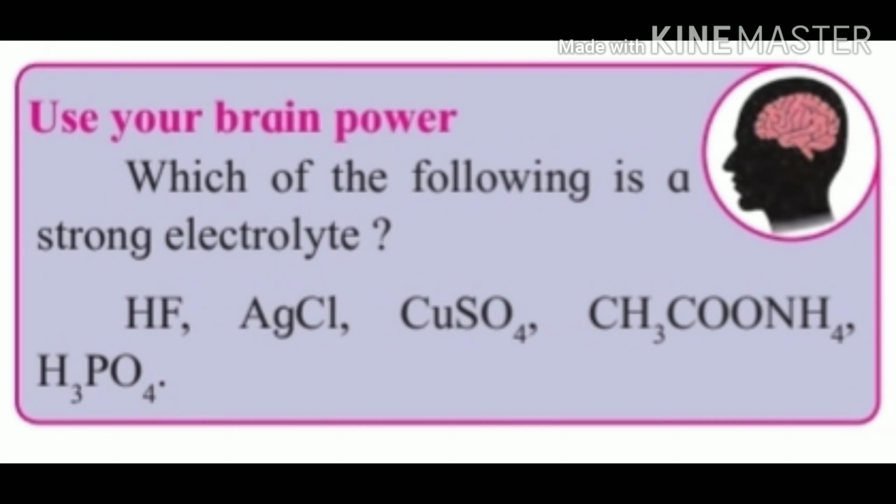The last example is H3PO4, which is phosphoric acid. It is a weak electrolyte, that is, it is not going to dissociate completely, only to some extent, into H plus and PO4 3 minus. So phosphoric acid is a weak electrolyte. You can say that AgCl, CuSO4 and ammonium acetate are strong electrolytes, whereas hydrogen fluoride and phosphoric acid, being weak acids, are weak electrolytes.